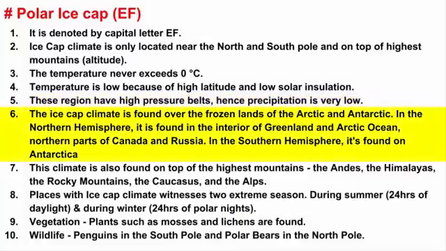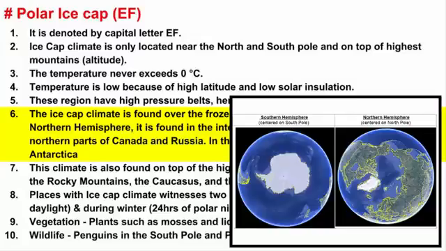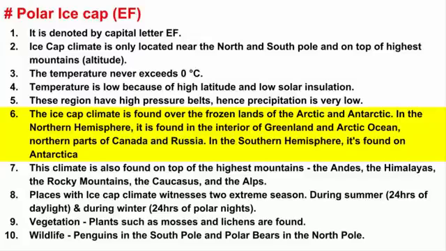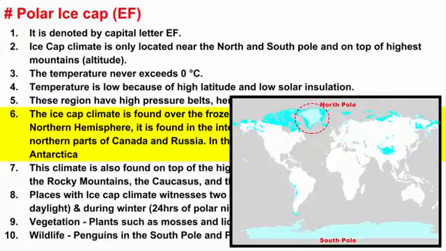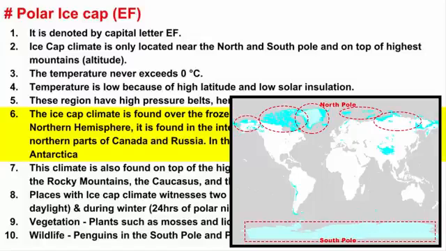The ice cap climate is found over the frozen lands of the Arctic and Antarctic. In the northern hemisphere, the ice cap climate is found over the interior of Greenland and the permanently frozen portion of the Arctic Ocean and northern parts of Canada and Russia. In the southern hemisphere, the vast continent of Antarctica is the largest location of ice cap climate.